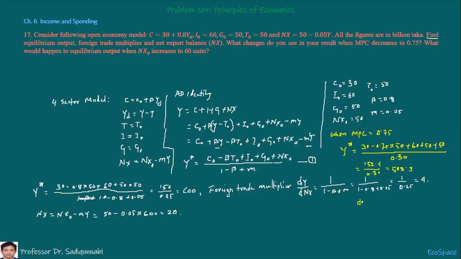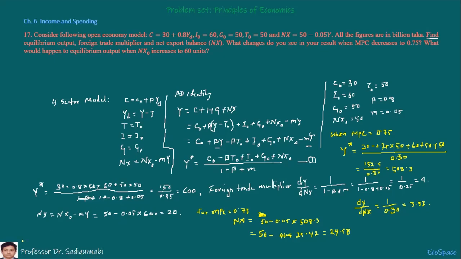Multiplier dy/dNX equals 1 by 0.30, which is equal to 3.33, and for MPC equals 0.75 and NX equals 50 minus 0.05 times 508.3, which is equal to 24.58. So this is our second part of the problem.